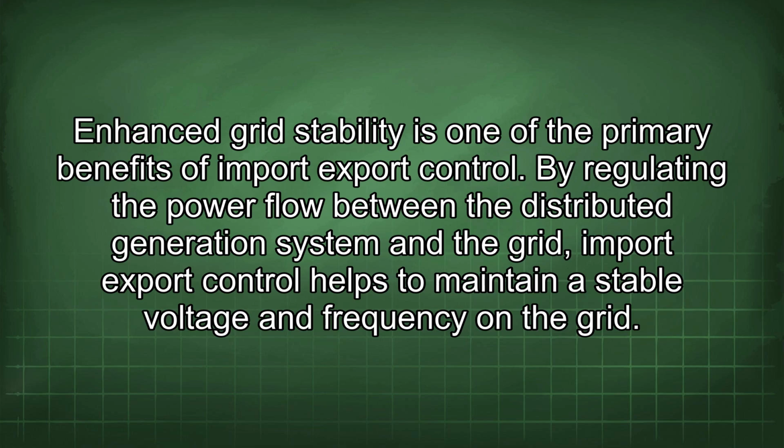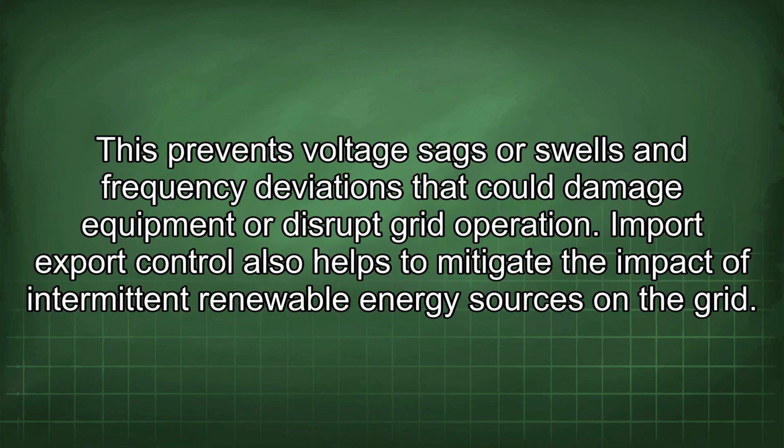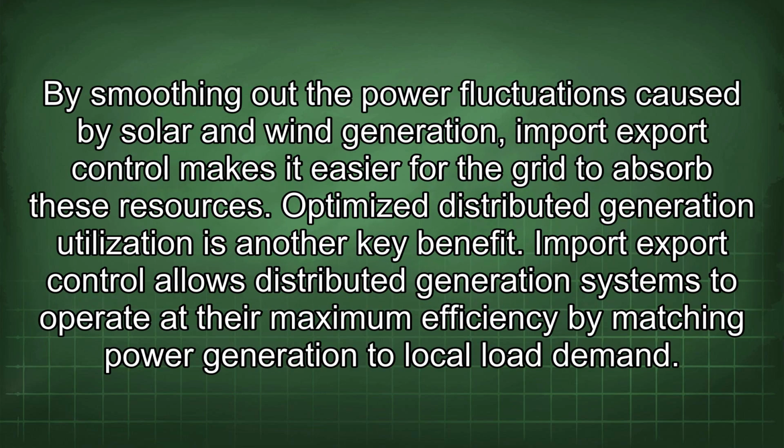By regulating the power flow between the distributed generation system and the grid, import-export control helps to maintain a stable voltage and frequency in the grid. This prevents voltage sags or swells and frequency deviations that could damage equipment or disrupt grid operation. Import-export control also helps to mitigate the impact of intermittent renewable energy sources on the grid. By smoothing out the power fluctuations caused by solar and wind generation, import-export control makes it easier for the grid to absorb these resources.